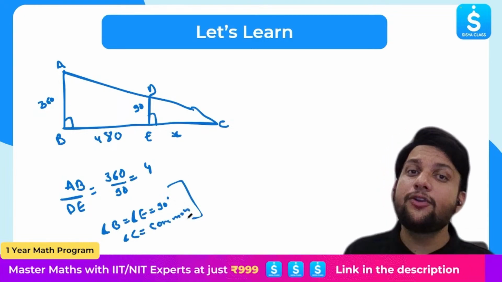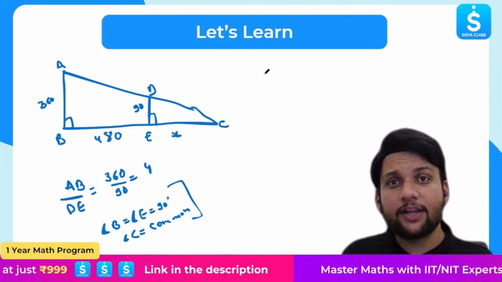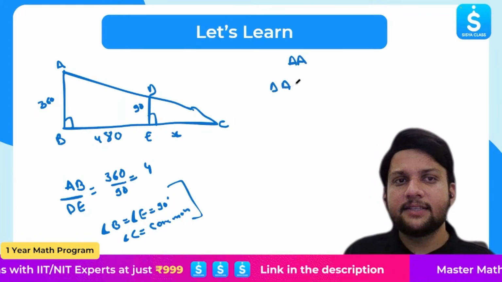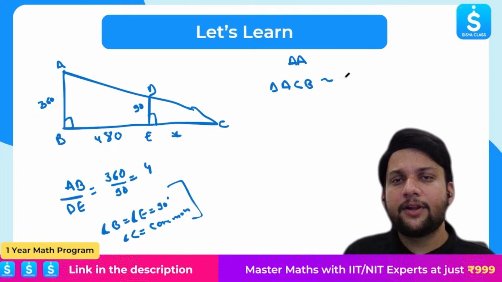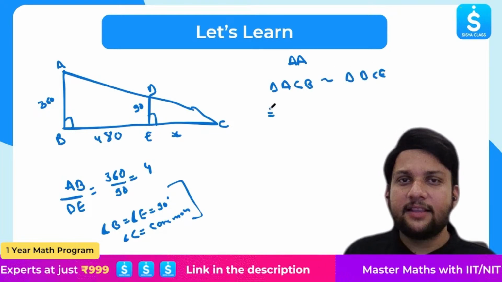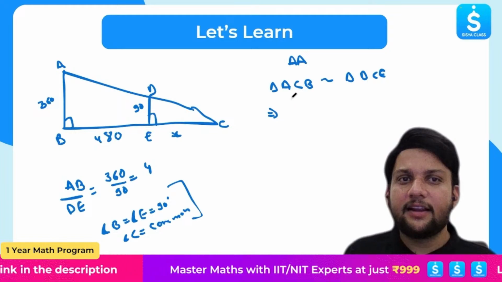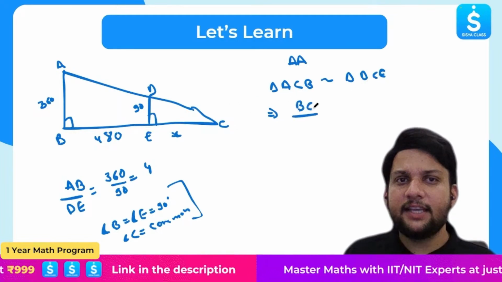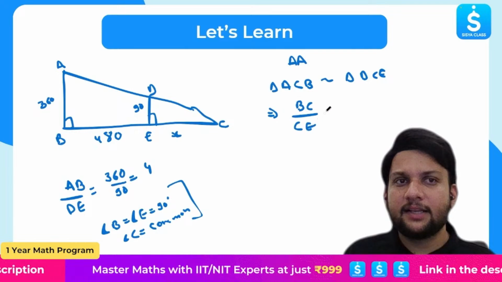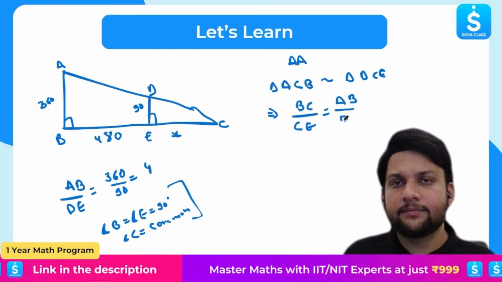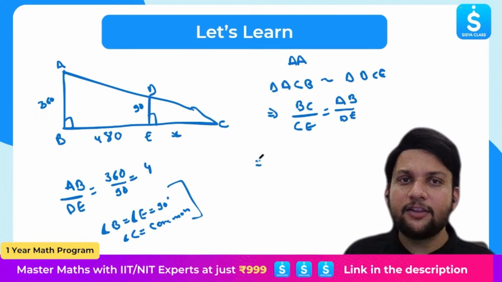So if you have two angles equal, what can I say by an AA similarity? Triangle ACB is similar to triangle DCE. Or in this case, I can write, that is, we want BC, right? So BC over CE is equal to AB over DE. Correct.